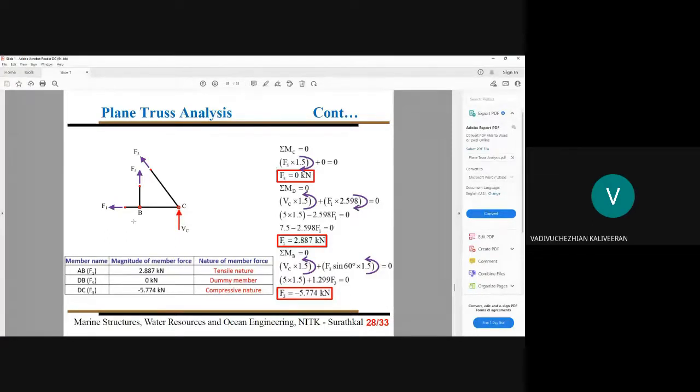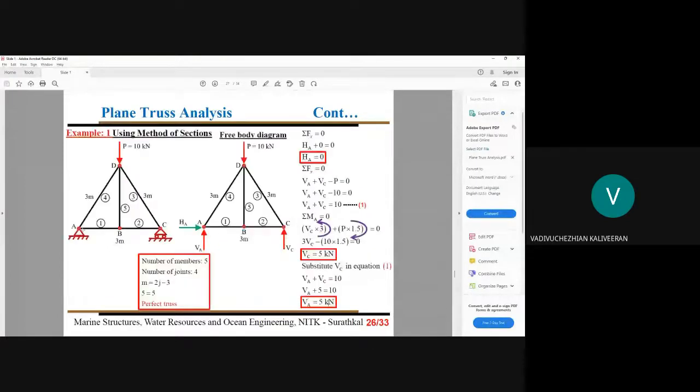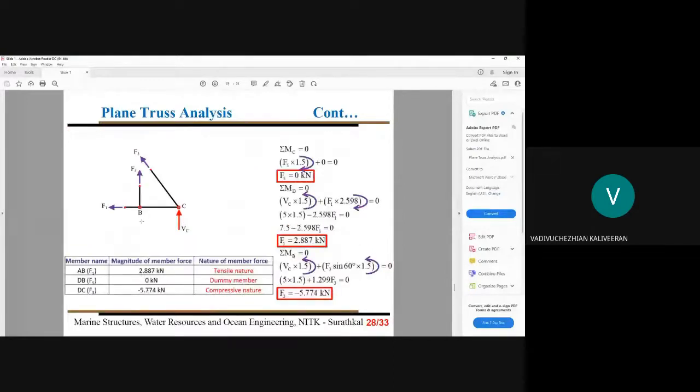Now, F5, our base length is 1.5, because the total length of the base is 3 meters. So BC is 1.5. F5 into 1.5 produces a clockwise moment. And for the other parts, you don't have any moment related issues.